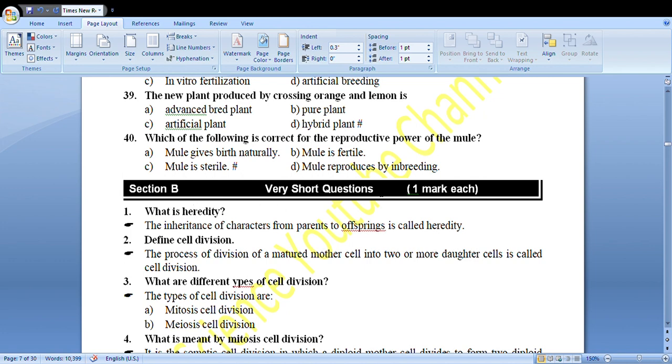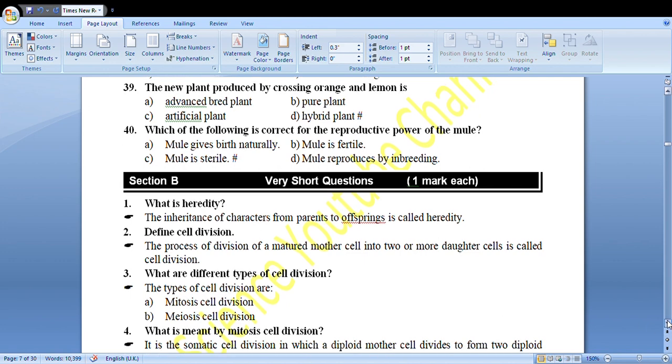Now section B, very short questions, 1 mark. What is heredity? The inheritance of characters from parents to offspring is called heredity. Define cell division. The process of division of a mature mother cell into two or more daughter cells is called cell division. What are the different types of cell division? The types of cell division are mitosis cell division and meiosis cell division.